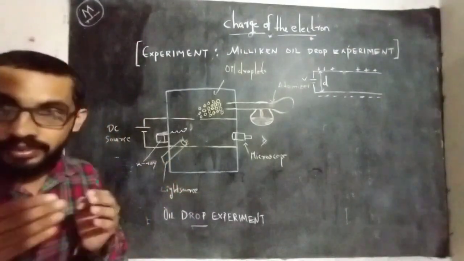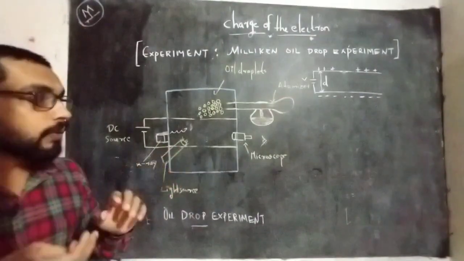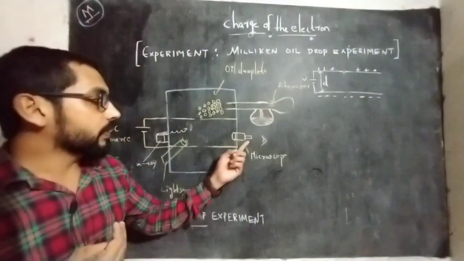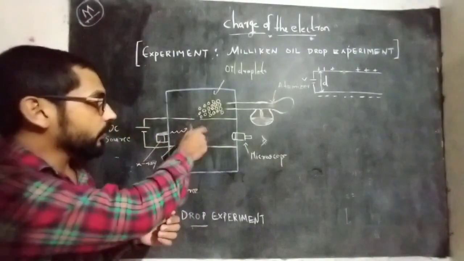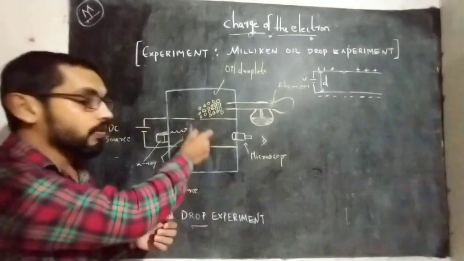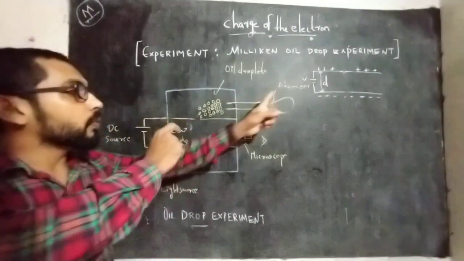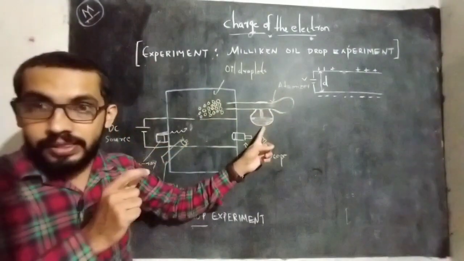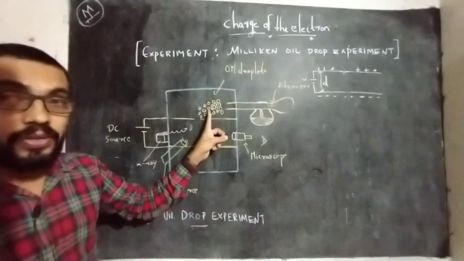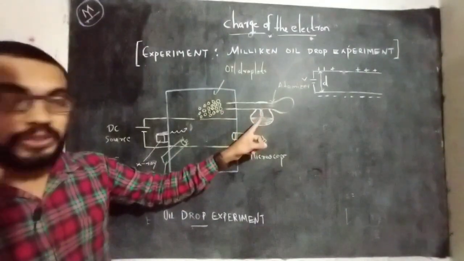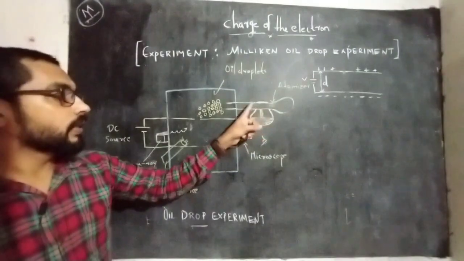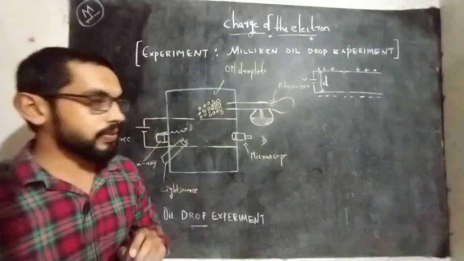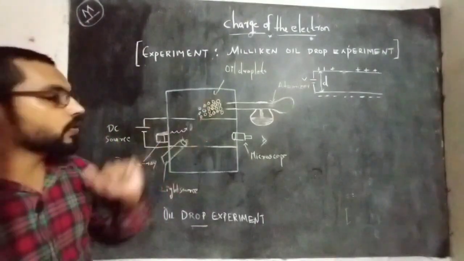Here we can see the light source, which illuminates the droplets to make them brighter. Then only can we see, with the help of a microscope, the falling oil droplets. Here there is an atomizer. The atomizer contains oil and produces small tiny droplets. It works on pressure variance, just like perfume, producing tiny oil droplets.